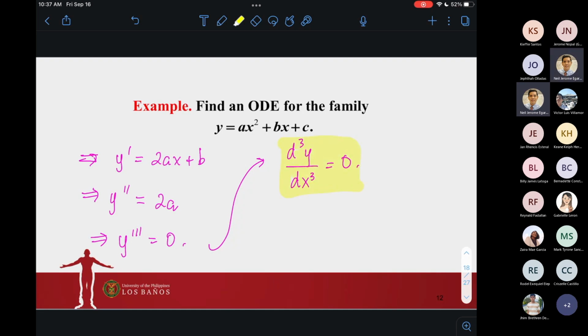Ibig sabihin, any quadratic equation or any parabola is a geometric representation for the solution of the third order homogeneous differential equation y triple prime equals 0. All right? And that's understandable kasi 'di ba natutunan natin pag meron kang degree n na polynomial, ang derivative niya ay magzi-0 starting from the n plus 1 derivative. Okay?